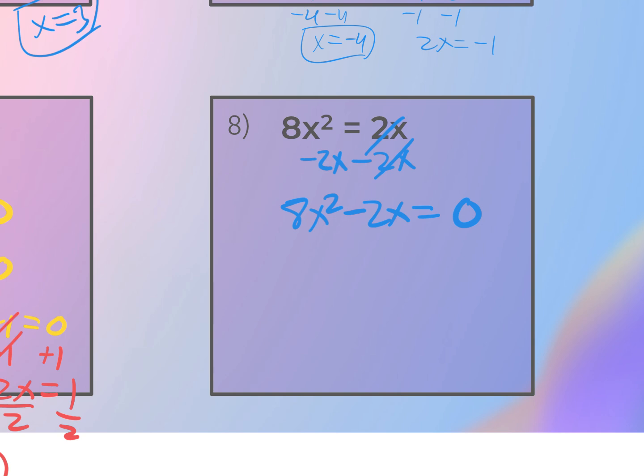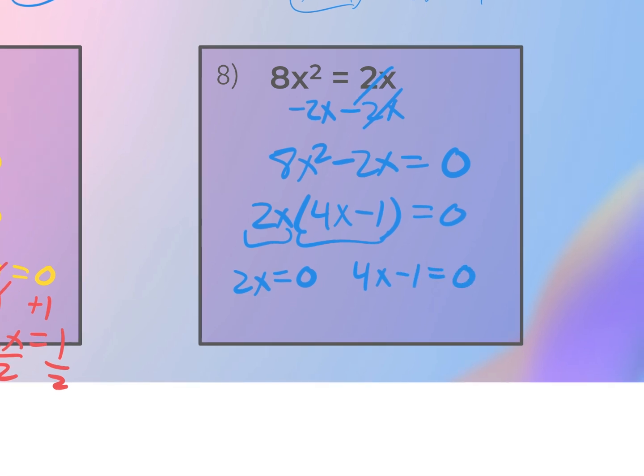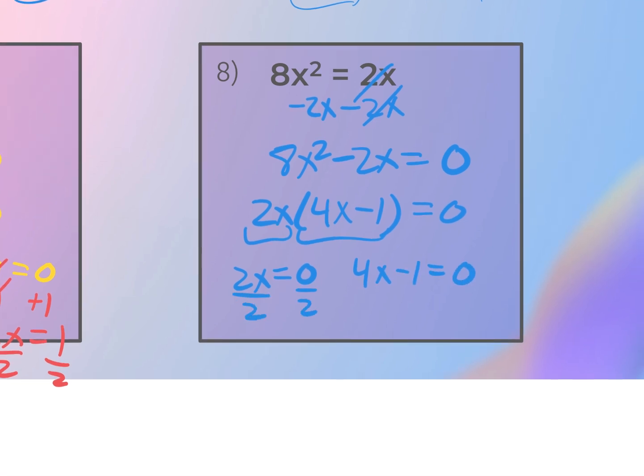And now let's take out a GCF. All right, so let's take out a 2x. And so we're left with 4x minus 1 equals 0. And now zero product property. We want to set each of these factors equal to 0. You might also hear zero factor property. Set each of these factors equal to 0 and then solve.